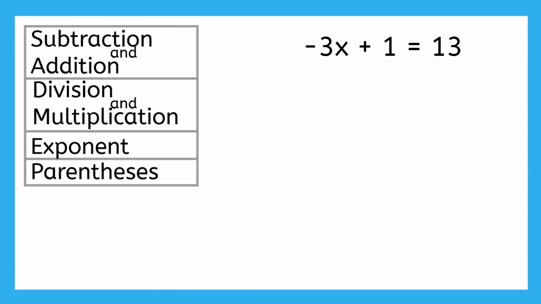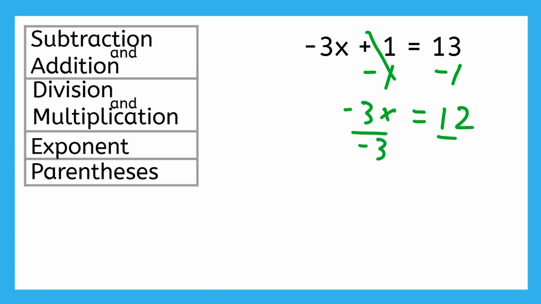All right, let's move on to our next example. Negative 3x plus 1 equals 13. This kind of has the same ordering as the last problem. We're going to start by undoing the addition with some subtraction and minus 1 on both sides of the equation. Here, we're going to get negative 3x plus 0, because the 1 and the negative 1 cancel each other out, equals 12. Once again, we have some multiplication to undo. So we're going to divide both sides by negative 3.